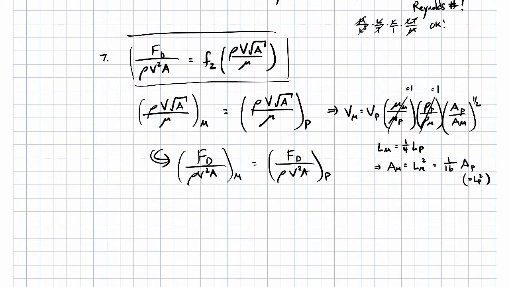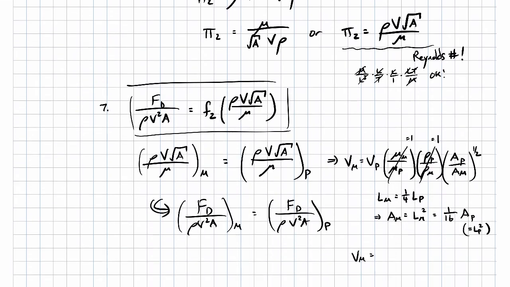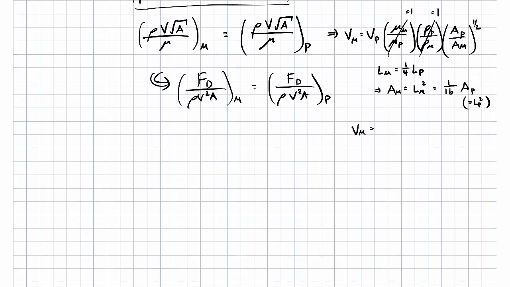All right, so when we plug this in, we'll get the velocity in the model is the velocity of the prototype. I think we're told in the problem statement, let me go back up to it, that the full-scale vehicle travels at 22.4 meters per second. So that's the velocity in the prototype.